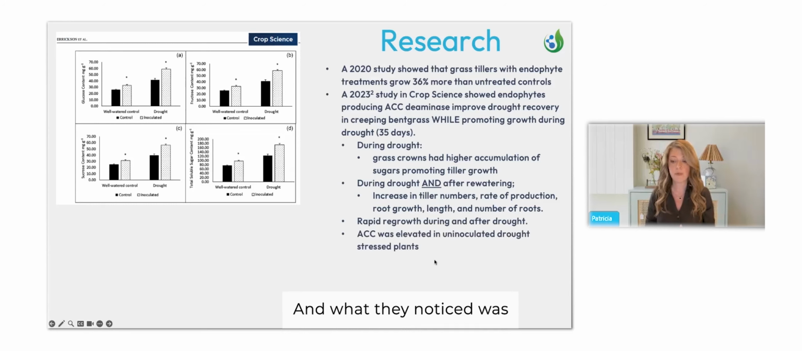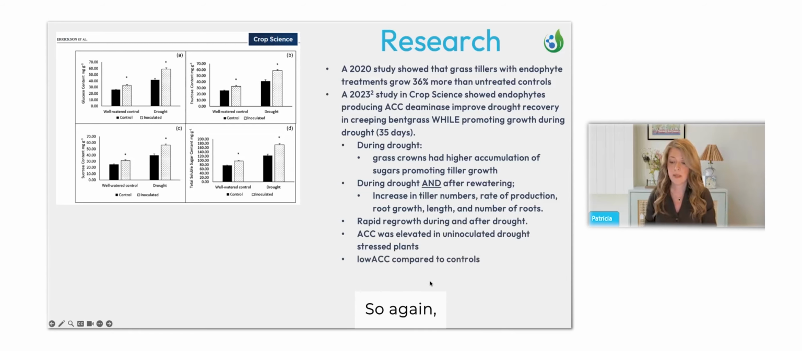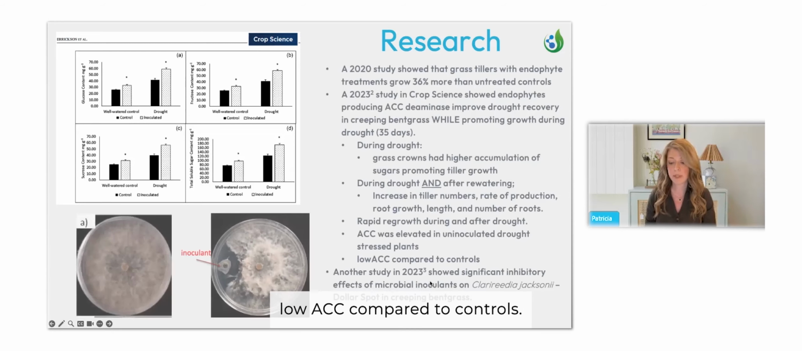And what they noticed was that ACC was elevated in the plants that were not inoculated during the drought, and that was reducing growth, whereas ACC deaminase was actually reducing ACC in plants that were inoculated. So again, low ACC compared to controls.